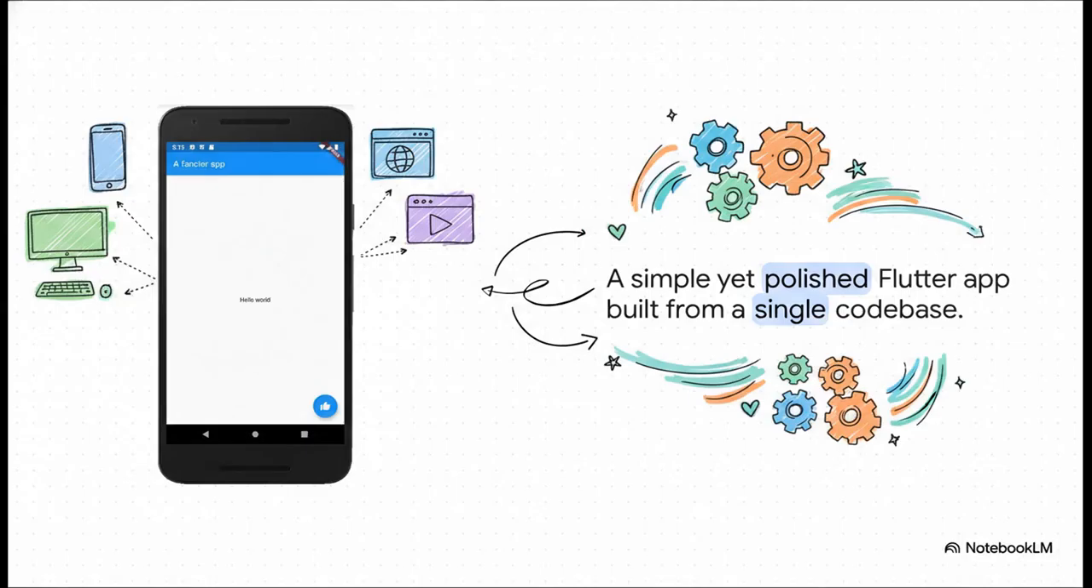And this is what that dream looks like in action. The app you're seeing here isn't just some basic screen with a button. It's got a polished user interface, smooth animations, and it's fully functional. But the most amazing part? It was all built from one single code base that can run on practically any screen you can imagine. That, right there, is the core promise of Flutter.